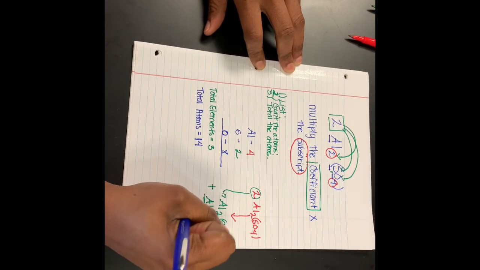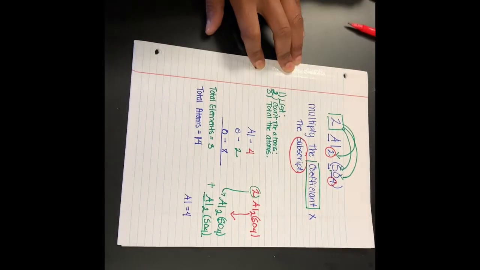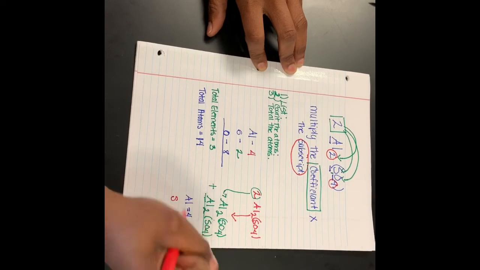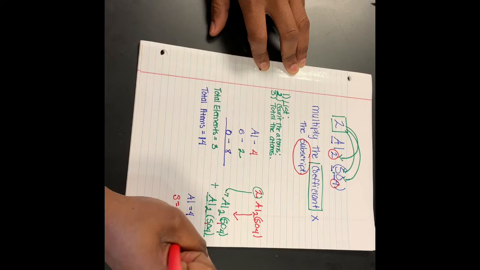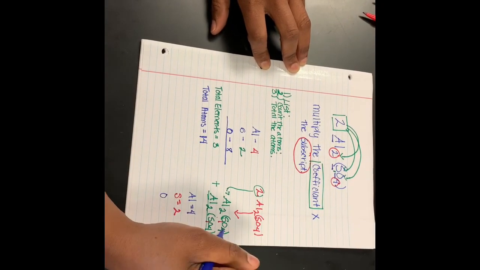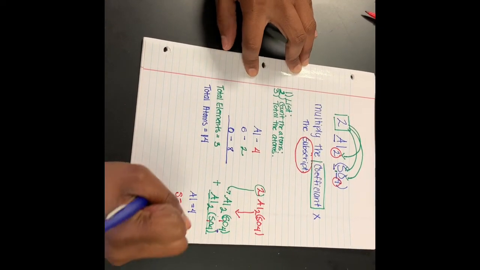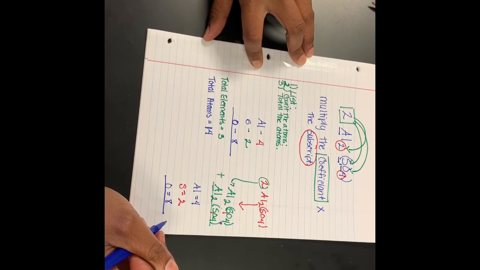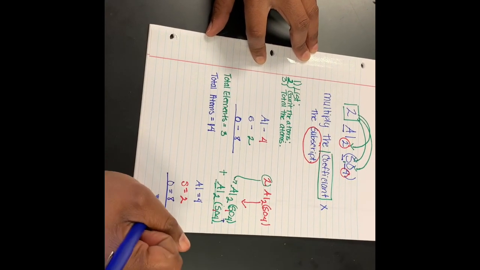Al is my element. 2 plus 2 is going to give me 4. S is my element. 1 S plus another 1 S is going to equal 2 sulfur. And then I have oxygen here. There's 4 oxygen plus another 4 oxygen will give me a total of 8 oxygens. For a total of 14 atoms.